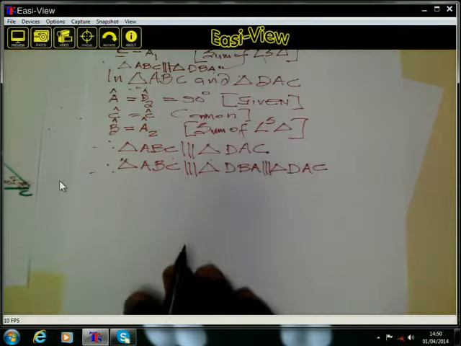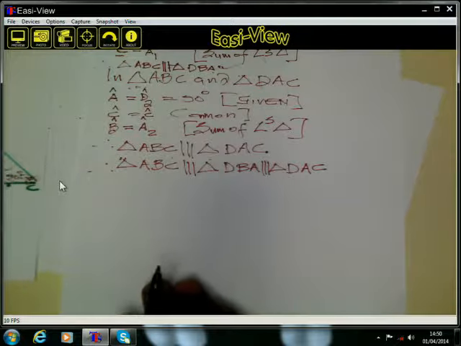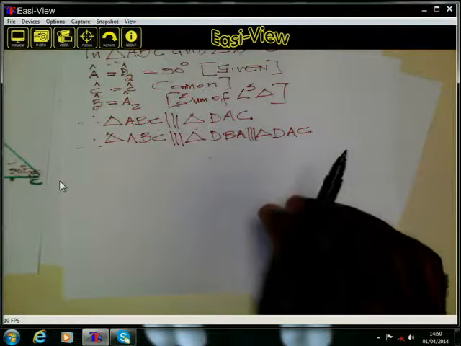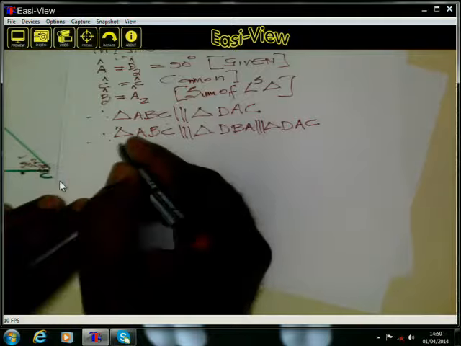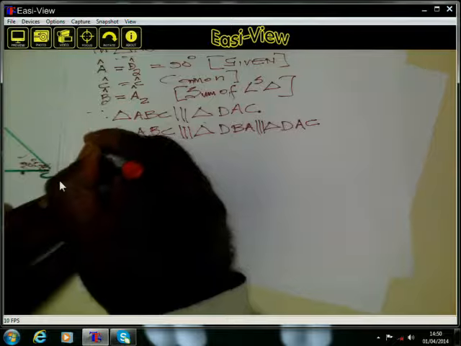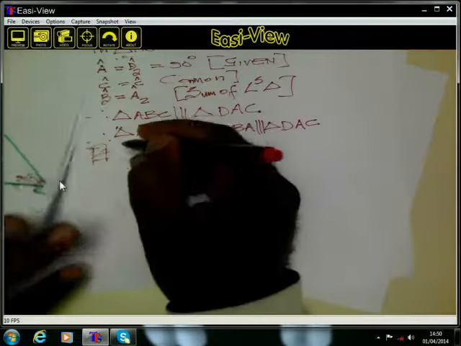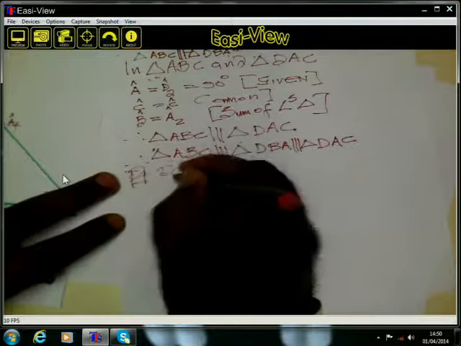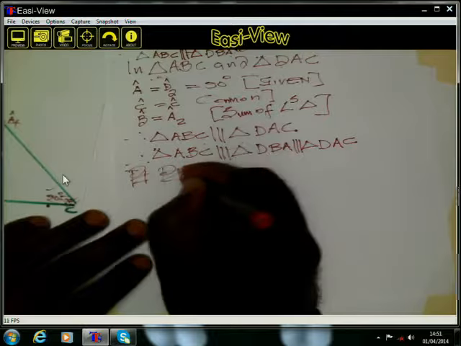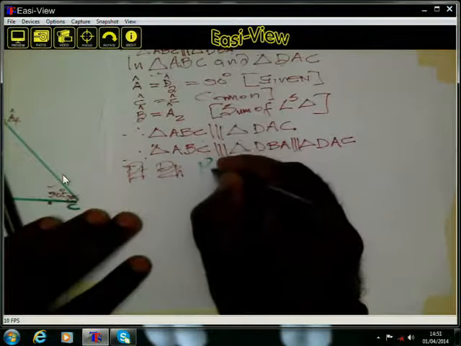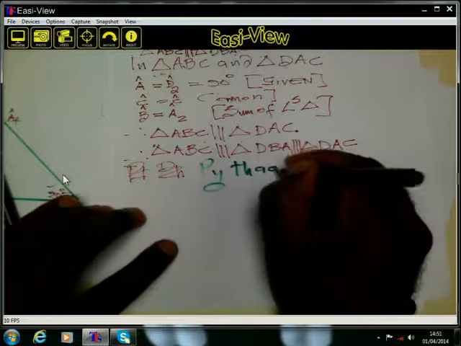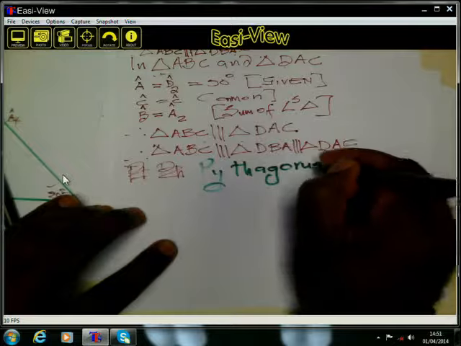Fine. This is what the theorem entails. Now I want us to move quickly, because this theorem actually introduces us to Pythagoras' theorem. This is just an introduction to Pythagoras' theorem. Remember, you dealt with Pythagoras every time you came across a right-angled triangle. So Pythagoras' theorem is a theorem that entails a right-angled triangle. Now, the conclusion that we have come up with here actually introduces us to this lovely theorem of ours, Pythagoras' theorem.